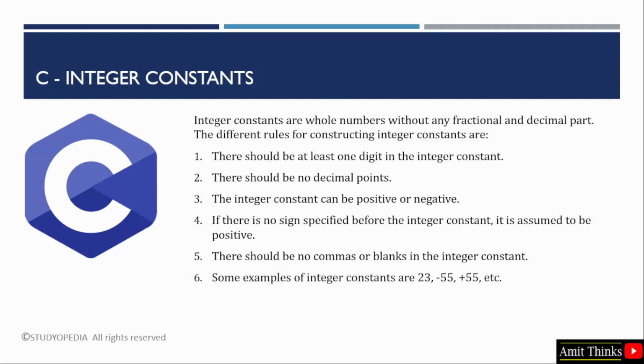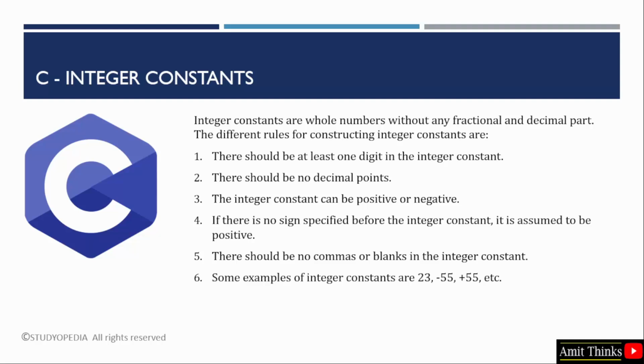Let us start with integer constants. So these are whole numbers without any fractional and decimal part. That means it cannot have a decimal point and it cannot even have an exponent part. There are some rules to create integer constants in C. As I said before, it won't include any decimal point.